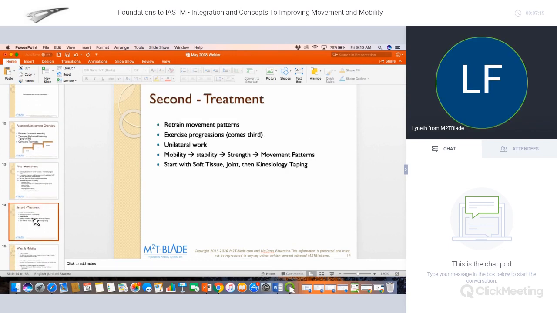Second is going to be treatment. Our goal for treatment is to retrain the movement pattern. Again, find out what's not moving and make it move better. This last point here is probably the most important point of this entire webinar. It's the basis of how we follow our M2T-Blade training program: mobility, stability, strength, and movement pattern. Step 1 is once you determine your assessment, you find out what's not moving and make it move better. Our goal is to create mobility, and then once we create mobility, we move into stability.